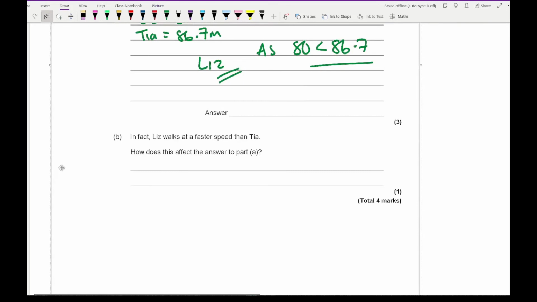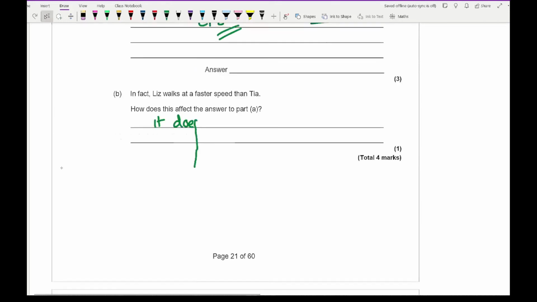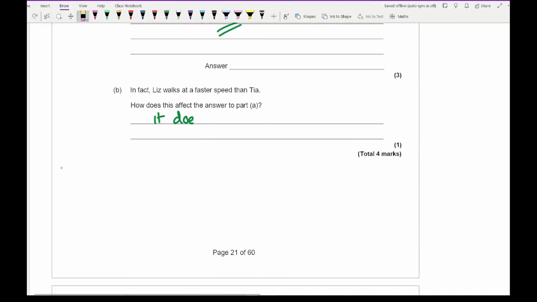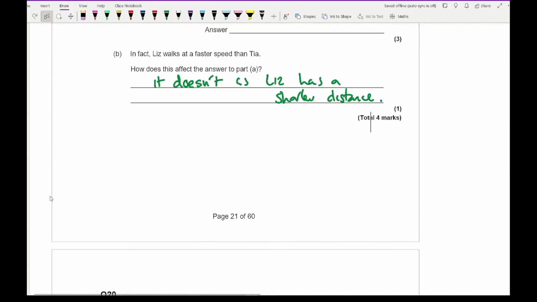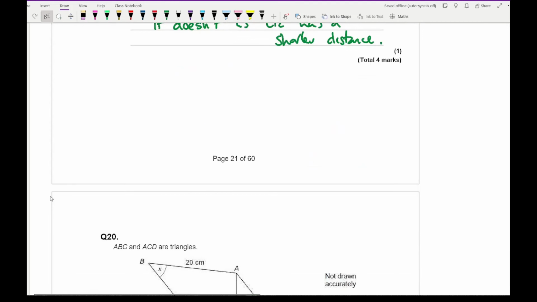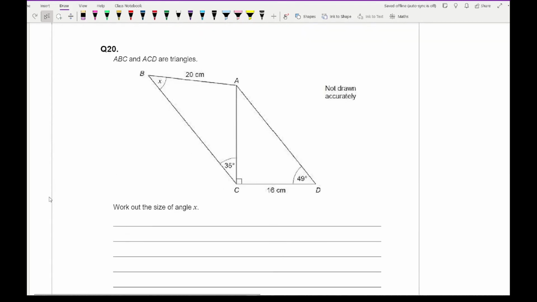Then it says, in fact, Liz walks faster than Tia. How does this affect your answer in part A? It doesn't. I just need to write it doesn't, as Liz has a shorter distance. The only way it would make a difference is if Tia was walking faster, because then she'd cover a lot more distance, and it's just a case of where those excess 8.6 meters, is compensated by her change in speed.